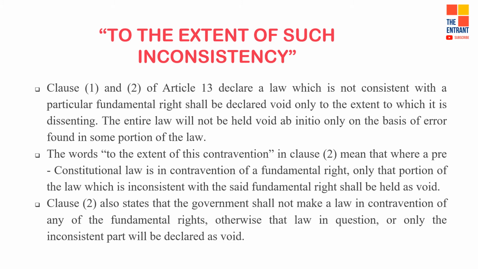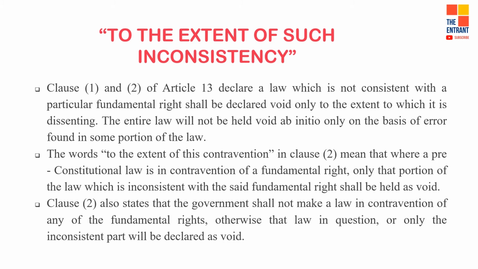Whereas Clause 2 of this article provides that the state shall not make any laws which take away or abridge the fundamental rights conferred by Part 3 of the Constitution, and any law made in contravention of the fundamental rights shall, to the extent of the contravention, be void. Now, we will look at what the expression "to the extent of such inconsistency" means.